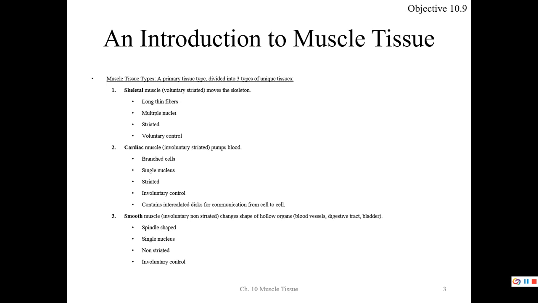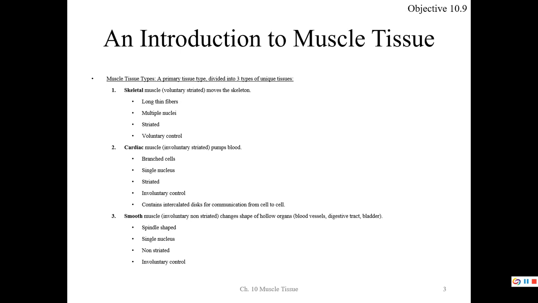Now, what I want you to pay attention to is also where these things are and what they do, so to speak. The skeletal muscle moves the skeleton, the cardiac muscle pumps your blood in your heart, and your smooth muscle changes the shape of hollow organs, for example, blood vessels and bladder and things like that.